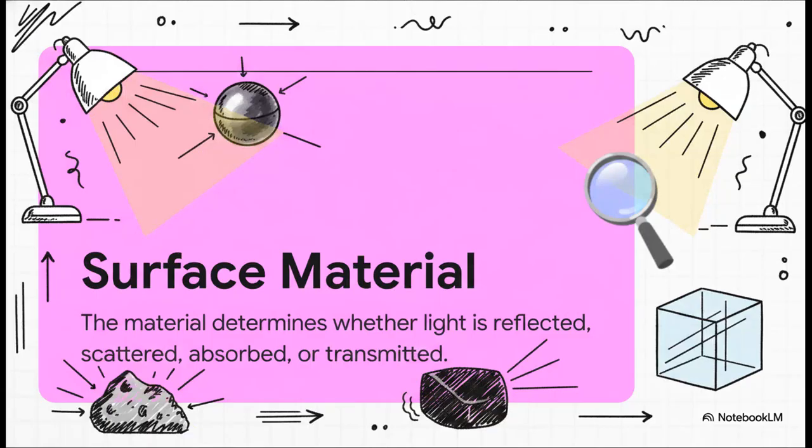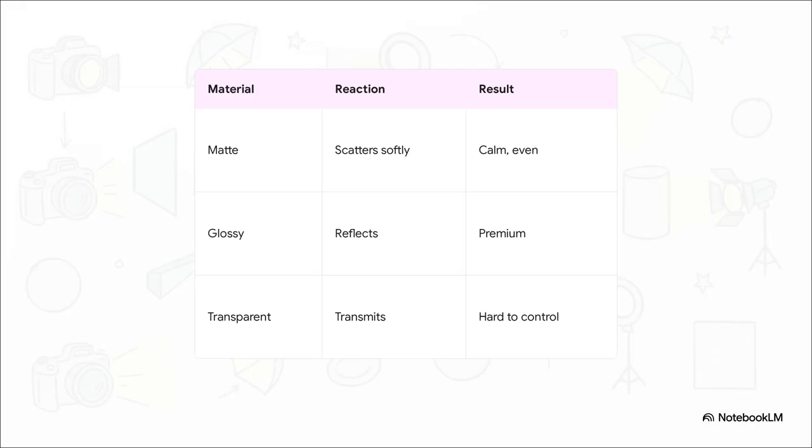Now, this is where we hit a major mental shift. Surface material. A product isn't just some passive object waiting around to be lit. No way. It is an active participant in your setup. Think of it like this. Your product acts as a conversation partner with the lamp. And the material of that product actually determines whether the light is reflected, scattered, absorbed, or transmitted. And this brilliantly illustrates how different surfaces react in completely distinct ways.